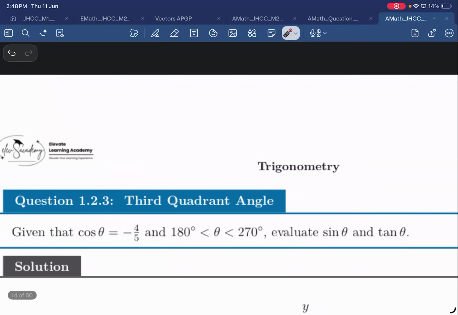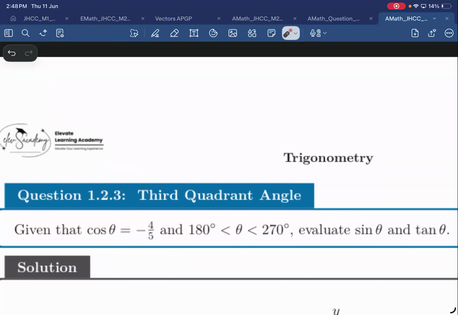Then you can give this question a try. This one is in the third quadrant. This one maybe takes about 2 to 3 minutes.